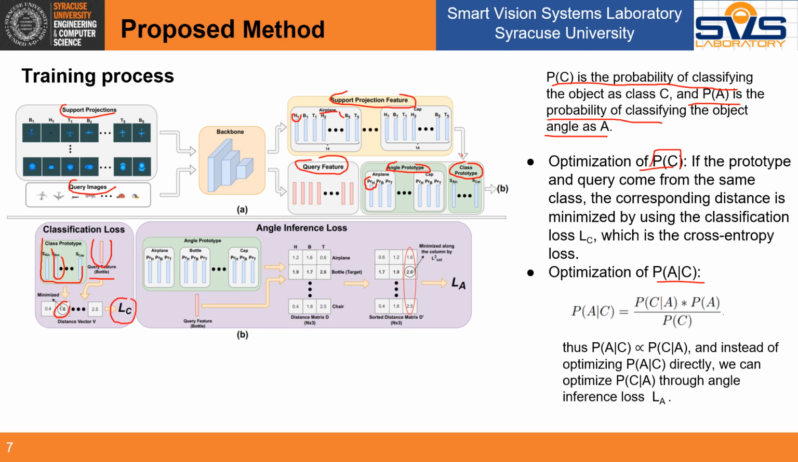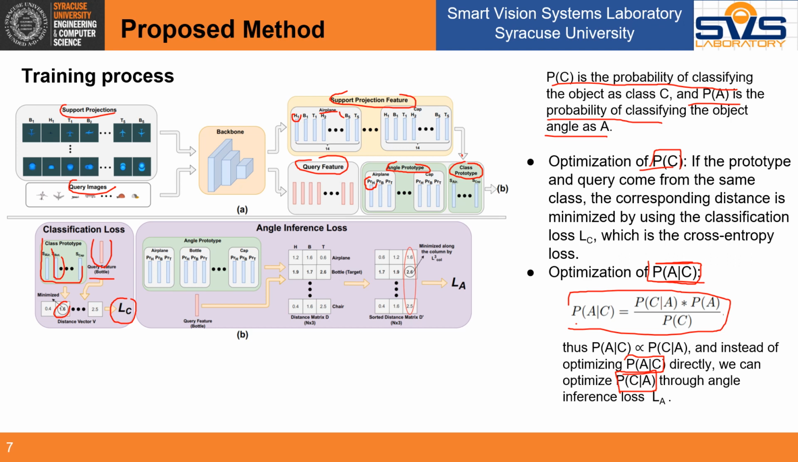Next, we're going to optimize the PAC. That is, given the class, the probability of the angle is A. However, because we don't have any information of the angle during the training, according to the Bayesian rules, we have this formula. Instead of optimizing the PA in condition of C directly, we could optimize the PC in condition of the A instead, because the PA in condition of C is positively correlated to the PC in condition of the A.